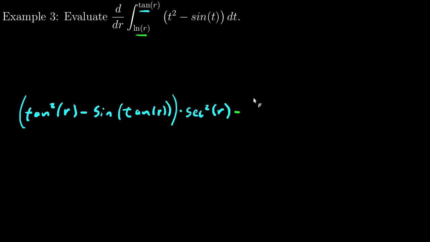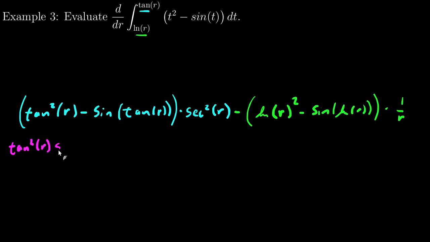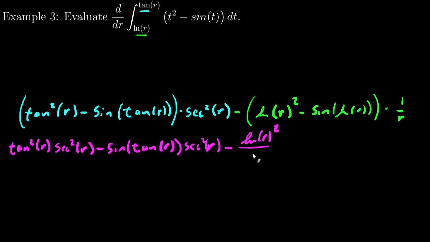And then I put this into both of them. So I have the natural log of r squared minus the sine of the natural log of r. And then I need to multiply by the derivative of natural log, which is 1 over r. And I'm going to clean this up a little bit. I guess I'll distribute the secant squared. So I have tangent squared r secant squared r minus sine of tangent of r times secant squared r. And then I can distribute through the negative and the 1 over r to get minus the natural log of r squared over r plus the sine of the natural log of r over r. And that's the final answer.